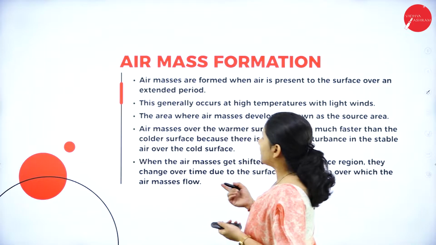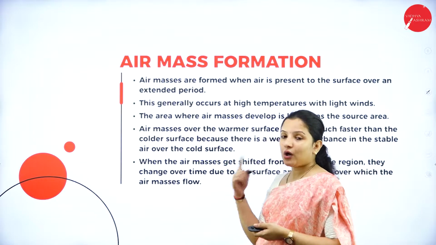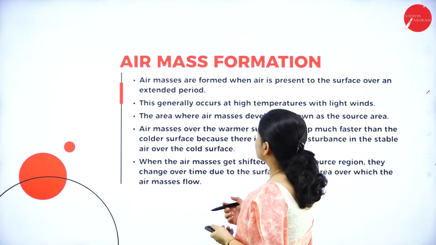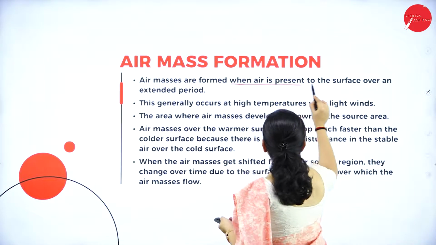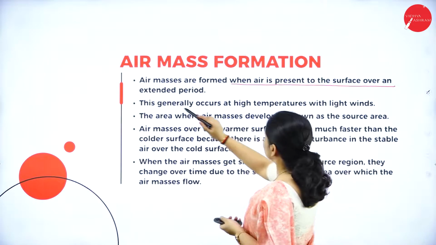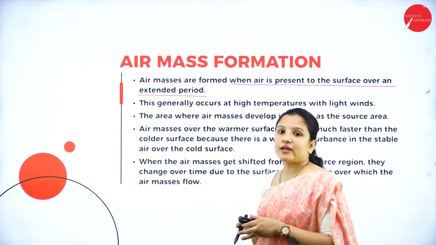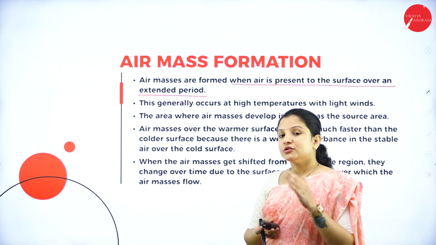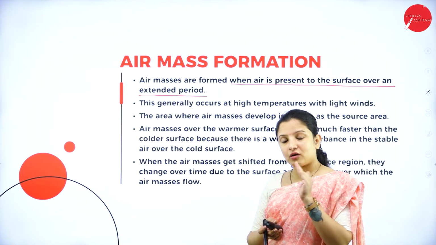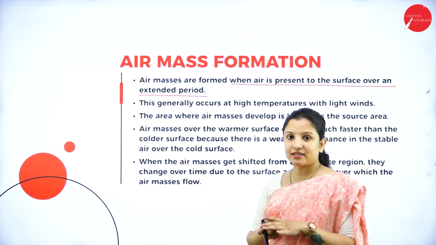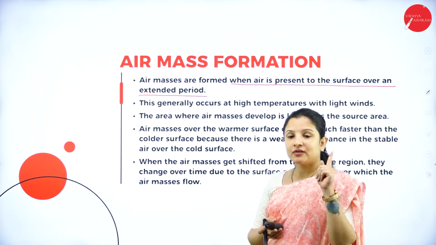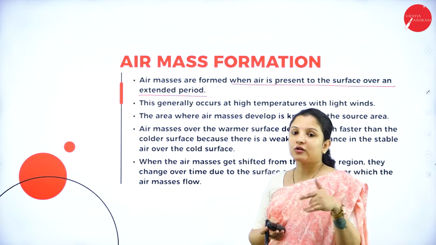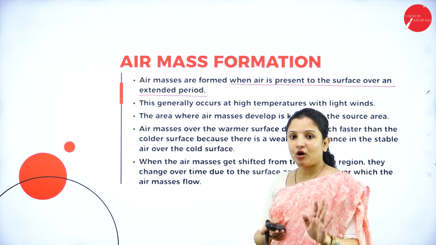So we know about air mass. Let us understand how exactly air mass formation occurs. Air masses are formed when air is present over the surface for an extended period. So if this air has to circulate over the surface of the earth over an extended period, what is important? The heating of the earth is important. That too a normal heating of the earth, not because of greenhouse gases, but a normal heating of the earth.